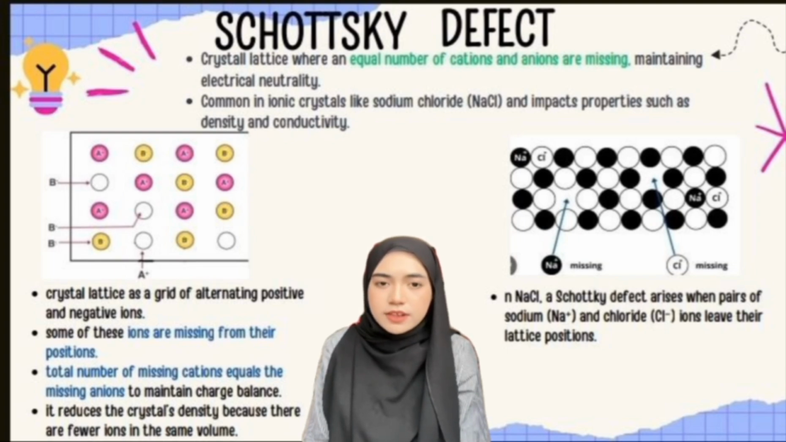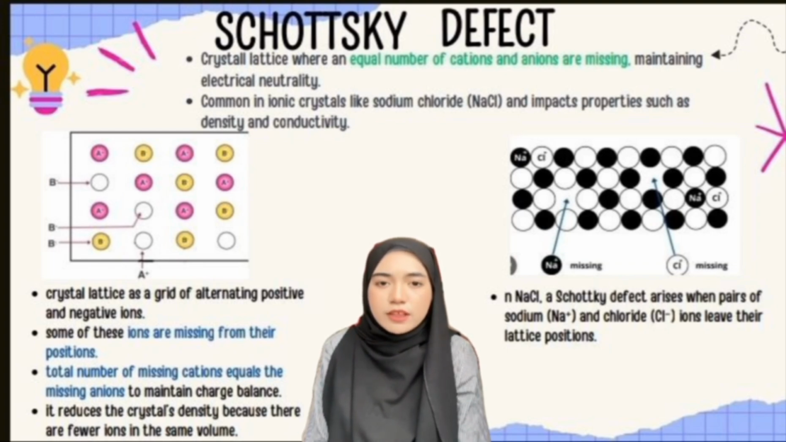Imagine a crystal lattice as a grid of alternating positive and negative ions. In a Schottky defect, some of these ions are missing from their positions. The total number of missing cations equals the missing anions to maintain charge balance. It reduces the crystal's density because there are fewer ions in the same volume.